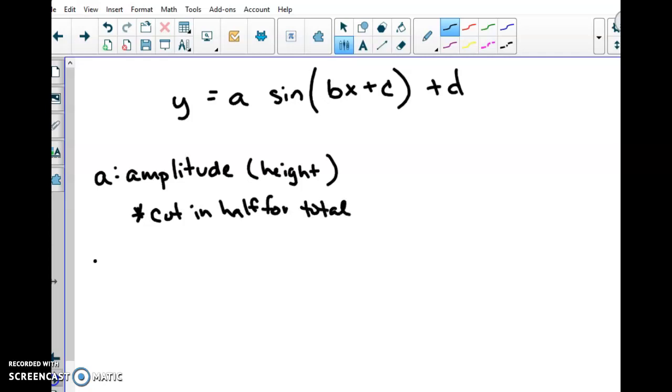Okay, so b, now b is kind of tricky. b is the trickiest one of them all. b represents the number of waves that you're going to complete within 2 pi. That is if it is in the form of the absolute value of b divided by 2 pi. Okay, so this one, like I said, is the trickiest one.